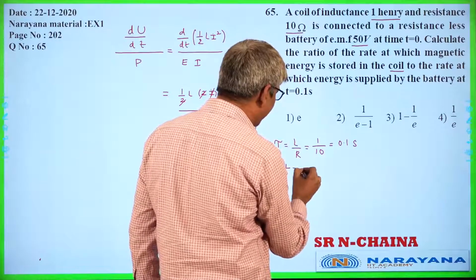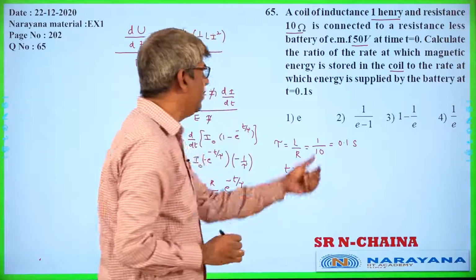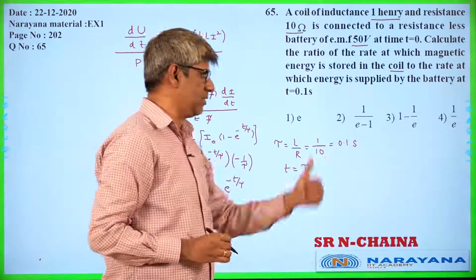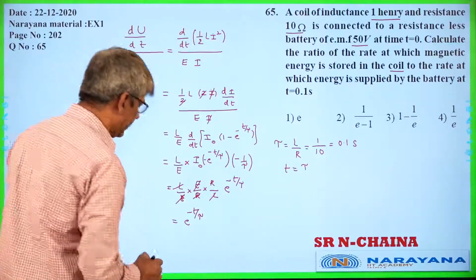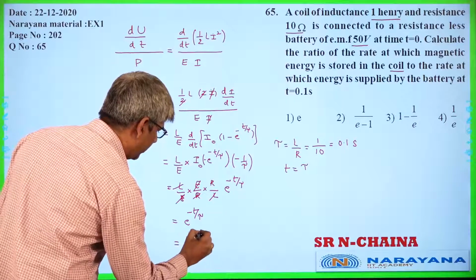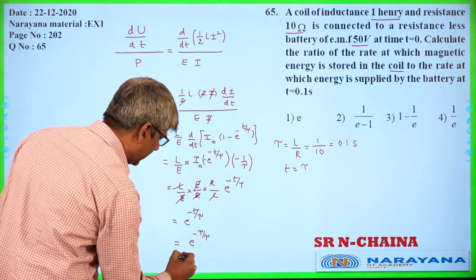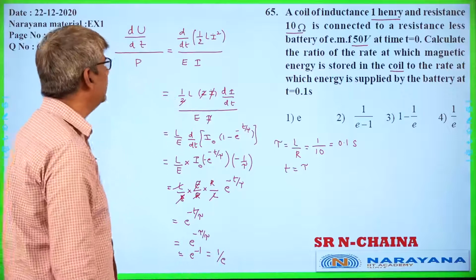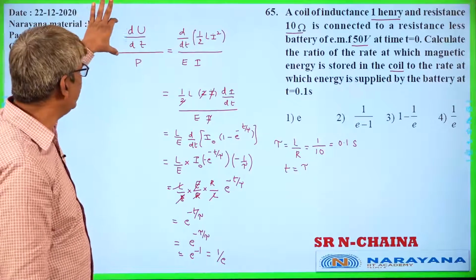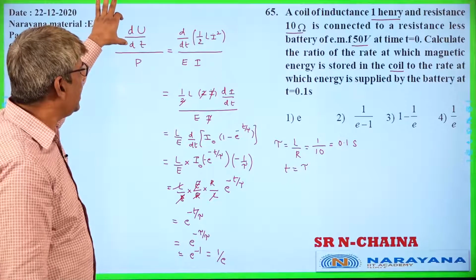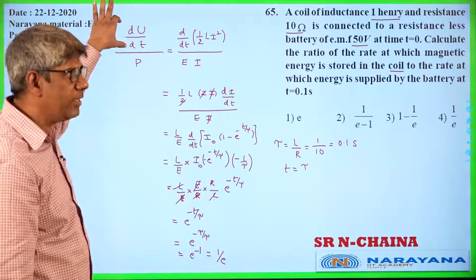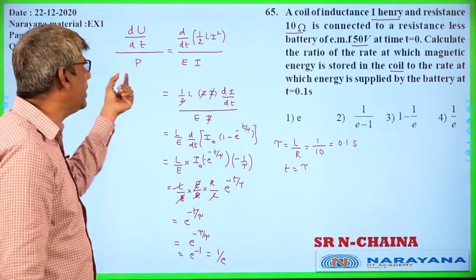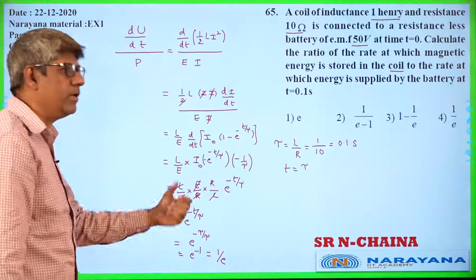Here the given time is equal to one time constant, because it is asking after 0.1 seconds. Substituting here, we get e power minus tau by tau, which is e power minus 1, which is 1 by e. That is the answer. The problem is asking for the ratio of the rate of magnetic energy stored in the coil to the rate at which energy is supplied by the battery, meaning power supplied by the battery. This is the method. Done.